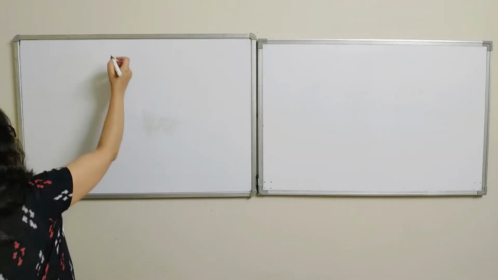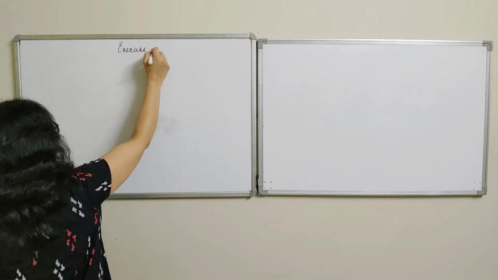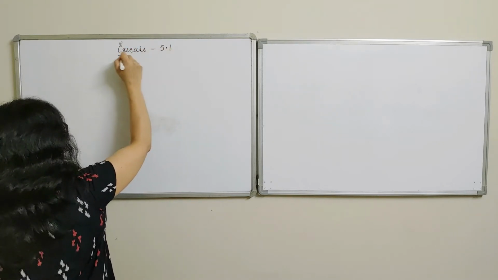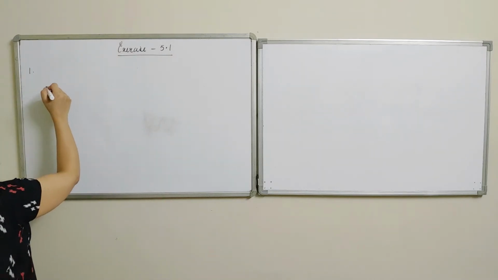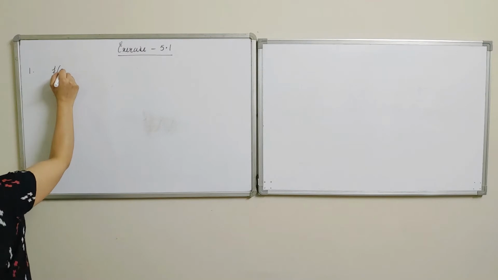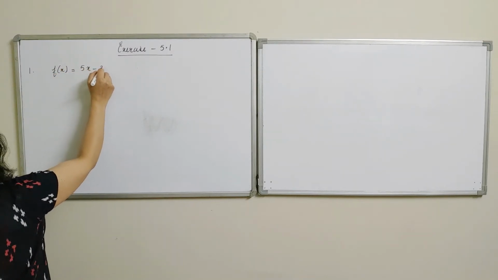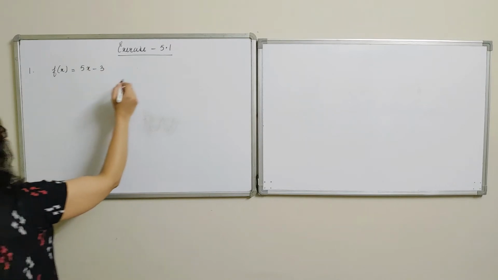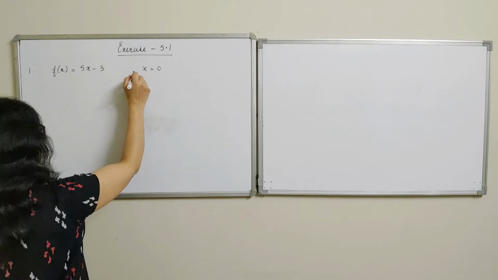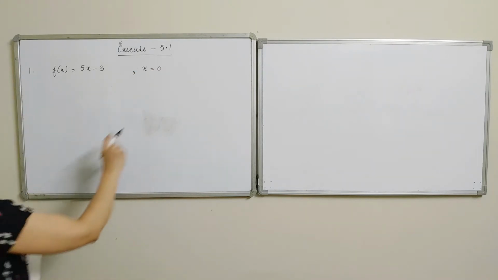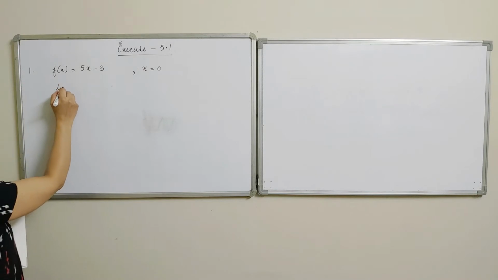So let's start with some basic questions from exercise 5.1. I've chosen the first question here. Prove that the function f(x), which is given as 5x minus 3, is continuous at the point x equal to 0. A point is already given, so we can easily find the limit of the function when x tends to 0.